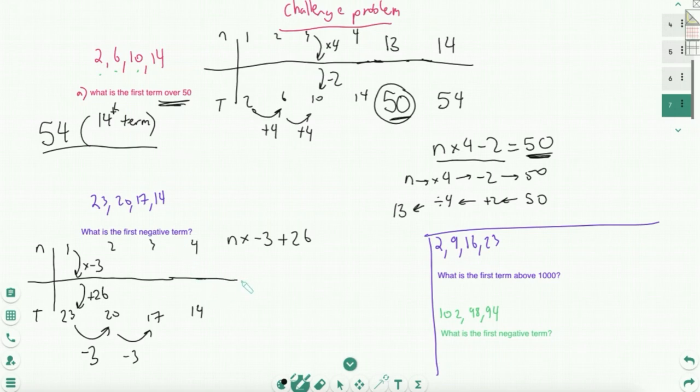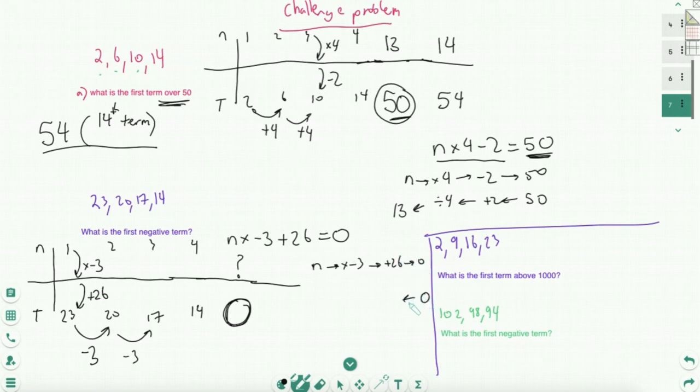And we're trying to find the first negative term. Well, in order to do this, guys, let's find the term which gives us exactly 0. Because once we find a term which gives us exactly 0, the next term will definitely be a negative number. So let's set our nth term equal to 0. So n times -3 plus 26 is equal to 0. Let's show our function machine. n times -3 plus 26 is 0.